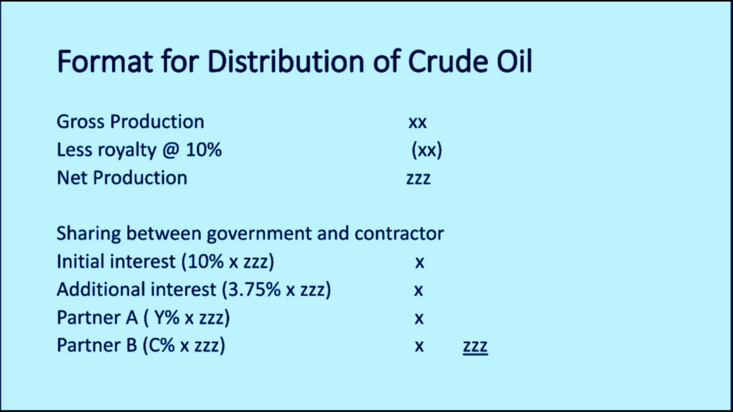Okay, so now we look at the format for distributing crude oil. Now, when you want to distribute crude oil, you must first get the gross production in barrels, take out royalty, then whatever you have is the net production, which you share among the respective investors, which are the respective joint venture partners, which include government and the contractors.